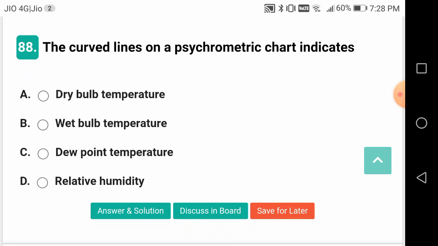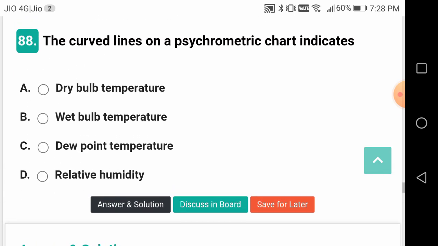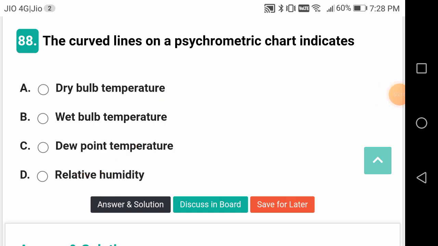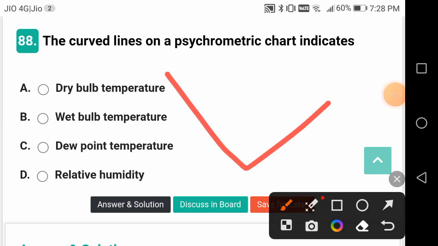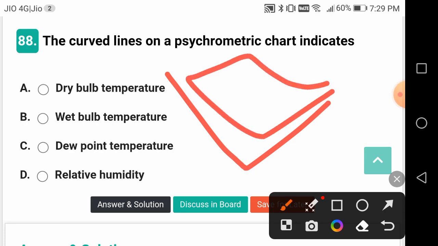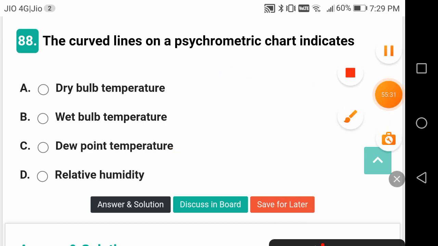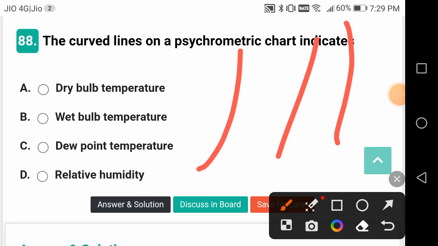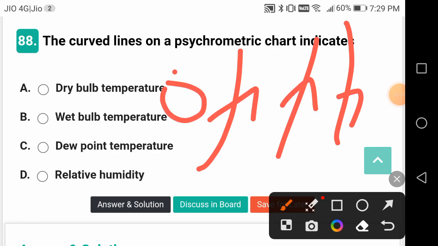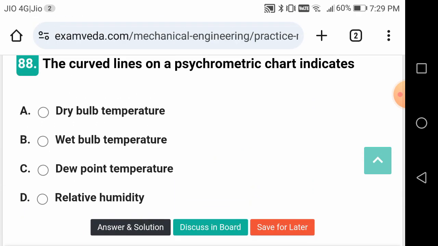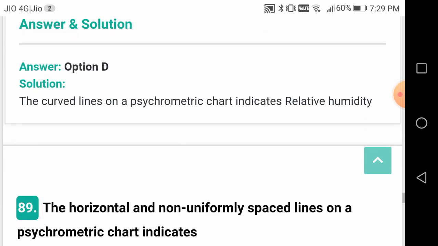Curved lines on a psychrometric chart, relative humidity. Okay, friends. Wet bulb temperature. See, temperature lines are this. Your psychrometric chart will be something like this. These curved lines will be like this, right? So phi is the relative humidity. Curved lines: relative humidity. Neither the wet bulb temperature, nor dry bulb temperature, nor dew point temperature. Relative humidity lines are curved.